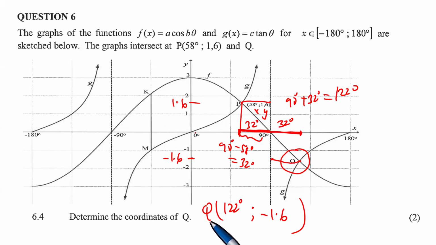Pay attention to this. What did we use? We just used what we call symmetry. We used symmetry analysis to get the answer to this particular question. We'll move forward and try the next point.